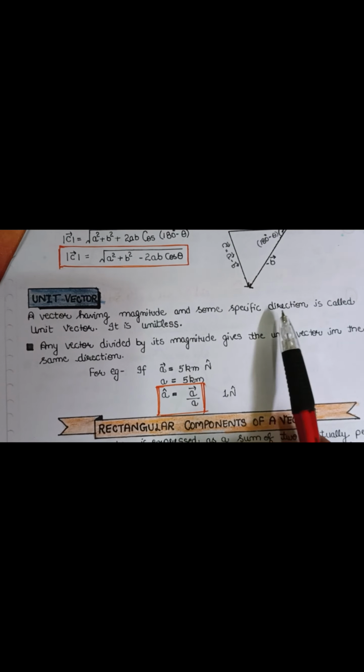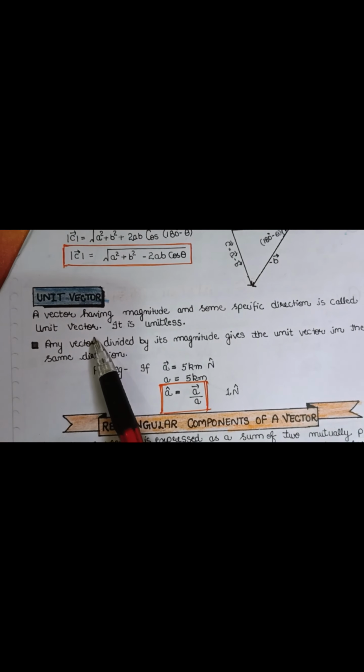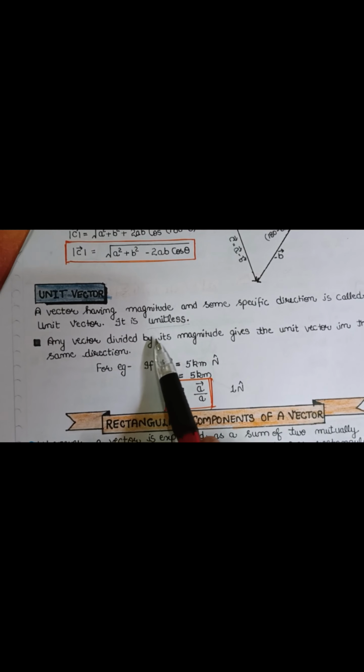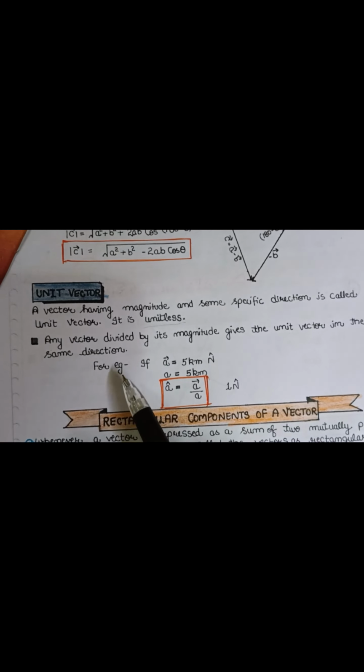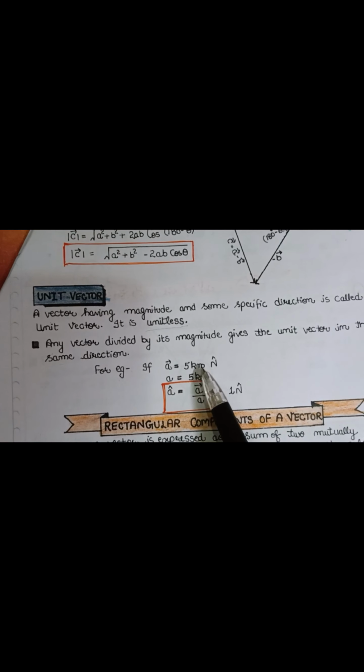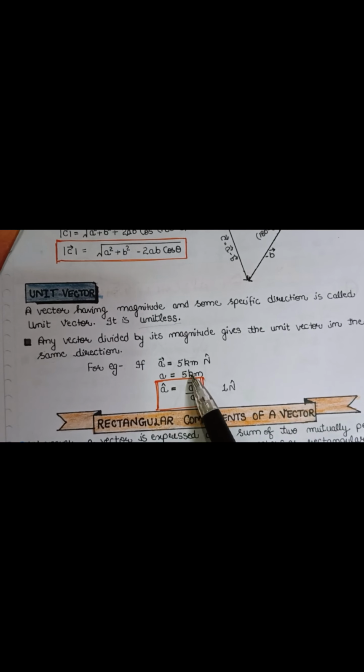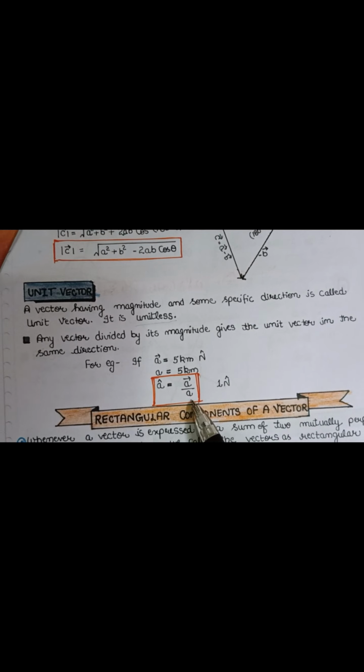Unit vector. A vector having magnitude and some specific direction is called a unit vector. It is a unitless quantity. Any vector divided by its magnitude gives the unit vector in the same direction. For example, if A vector is 5 km n cap and magnitude of A vector is equal to 5 km, then A unit vector is equal to A vector upon magnitude of A vector.